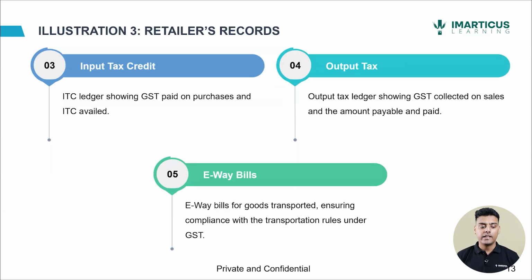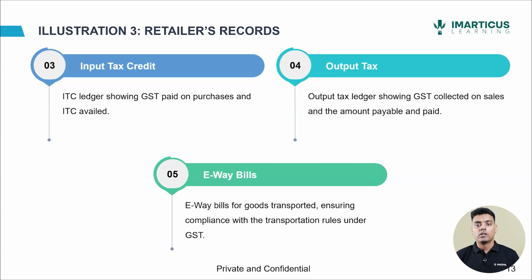Input tax credit. They need to have a proper ledger where they show all the purchases with the GST shown separately so that they can claim input tax credit. Output tax ledger. This is a ledger of all the sales that they have made, GST shown separately, on which they have to pay the GST to the government.